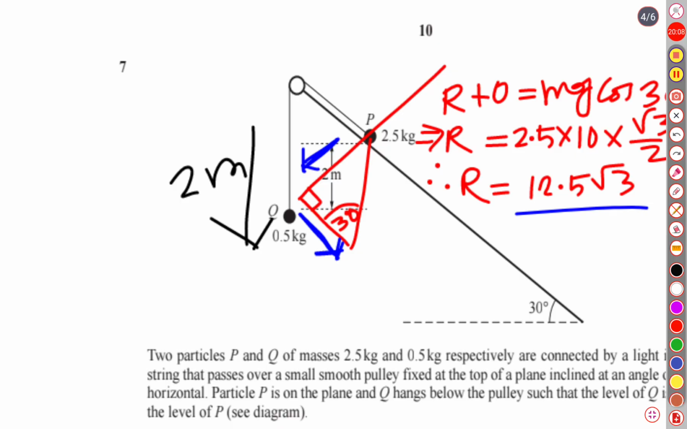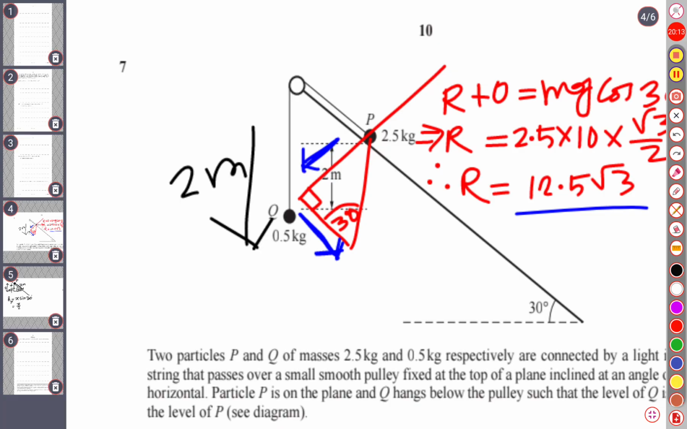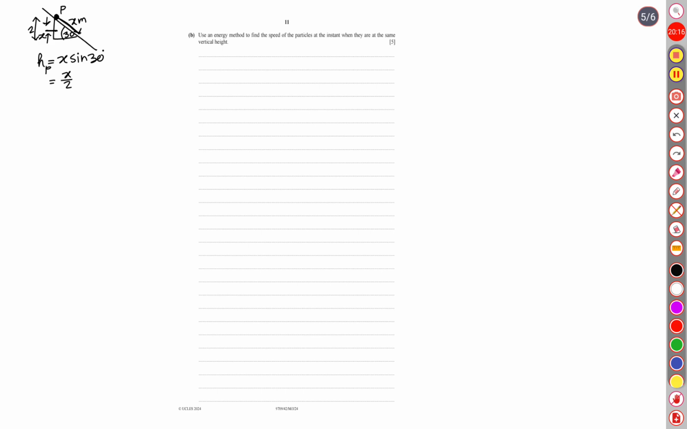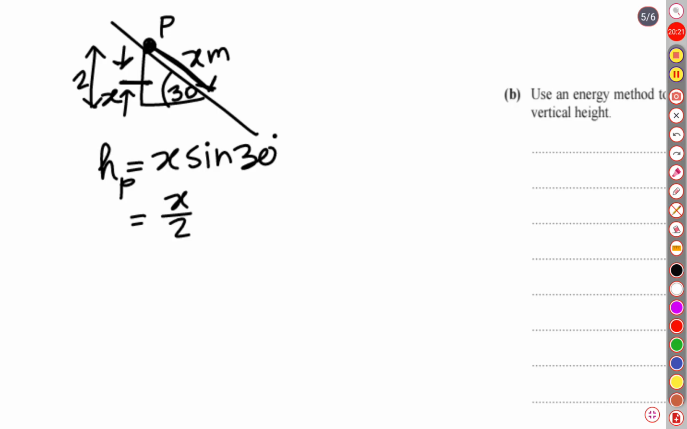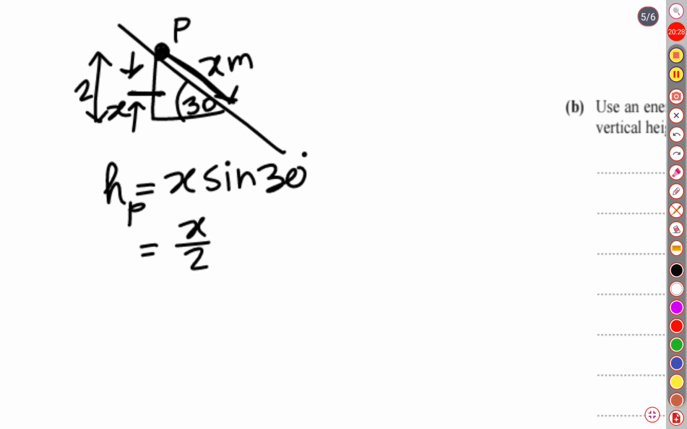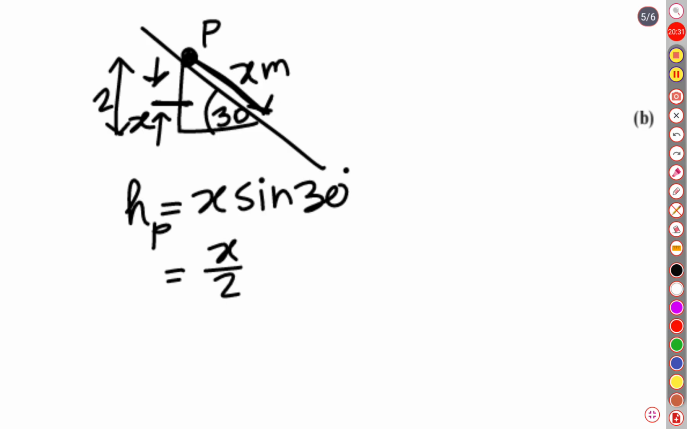But height and distance are not the same, so please don't get confused between height and distance. The distance traveled by P was x meters, but it doesn't mean that the difference between the initial and final height is 2 meters. No, it's not. Height is different, as I have done here. The final height of particle P is x over 2, and Q just moved up x meters. The final height of Q is x meters.